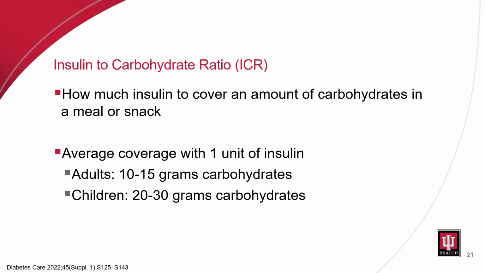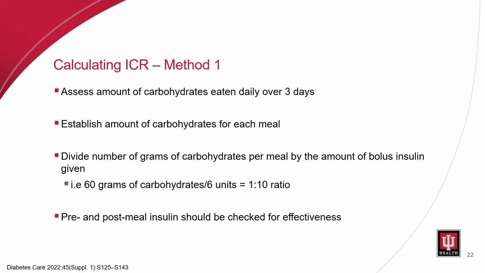The insulin to carbohydrate ratio, or ICR, is another way in which we can individualize insulin therapy. So this is how much insulin is expected to cover an amount of carbohydrates in a meal or snack. There are average values that are shown on the screen. So adults, we anticipate that 1 unit of insulin will cover 10 to 15 grams of carbohydrates, while in children, 1 unit of insulin should cover 20 to 30 grams of carbohydrates. There are also 2 different methods in which you can calculate an ICR for your patient specifically.